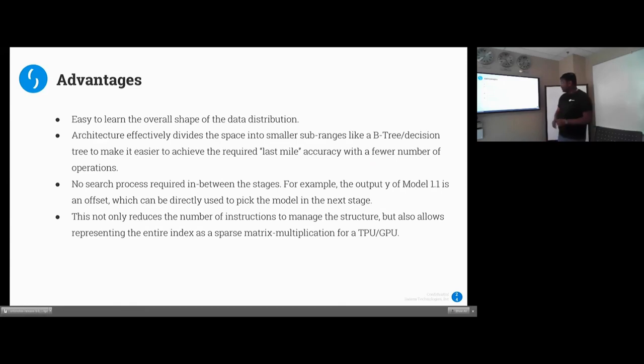So what are the advantages of using the recursive model index? It's easy to learn the overall shape of a data distribution, and you can tune it at the lower levels for last mile accuracy.